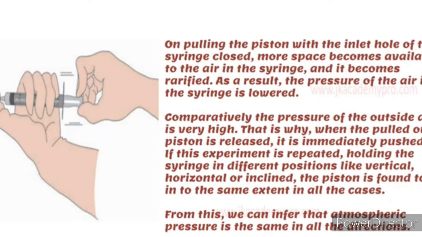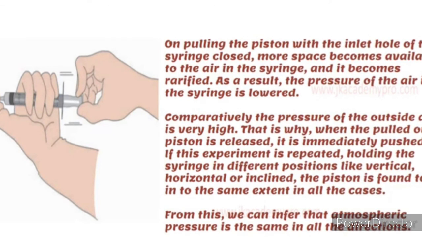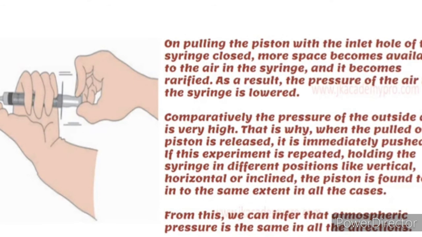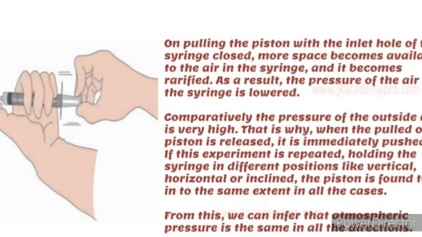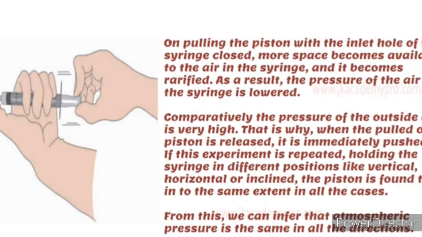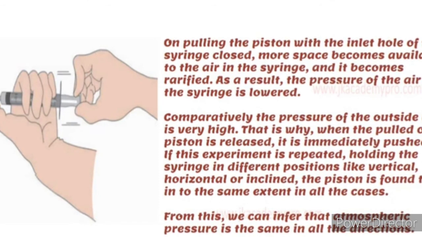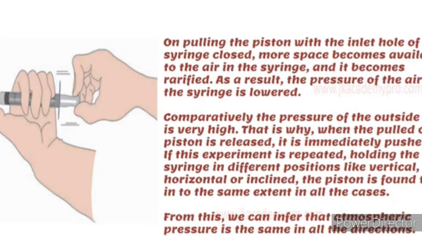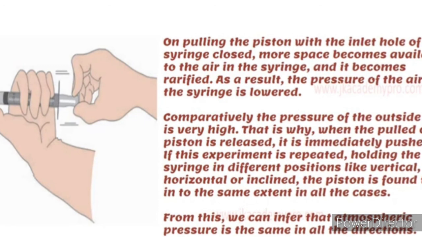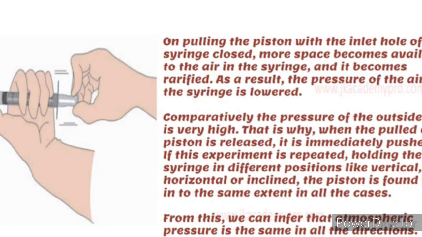This experiment you can do at home also, and you have to take the experience of how it happens. Now see, on pulling the piston with the inlet hole of the syringe closed, more space becomes available to the air in the syringe and it becomes rarefied. As a result, the pressure of the air in the syringe is lowered, comparatively less than the pressure of the outside air, which is very high. That is why when the pulled-out piston is released, it is immediately pushed in.